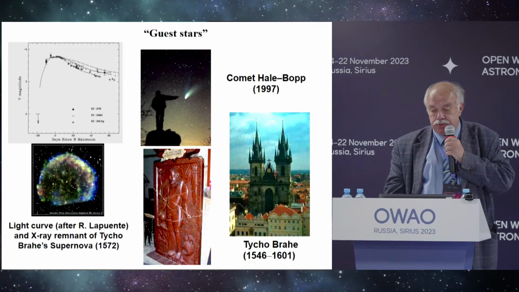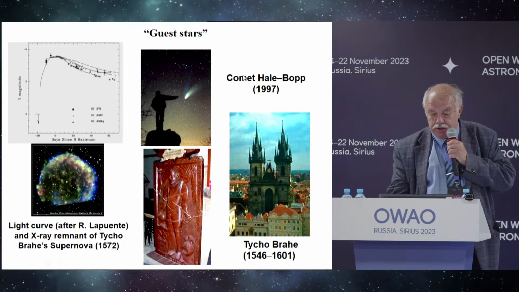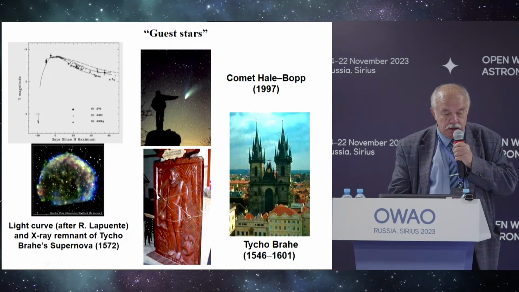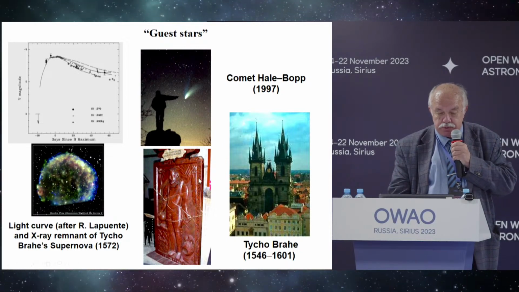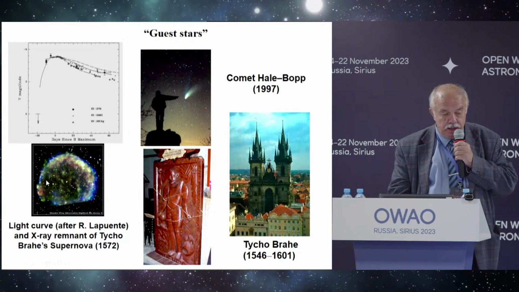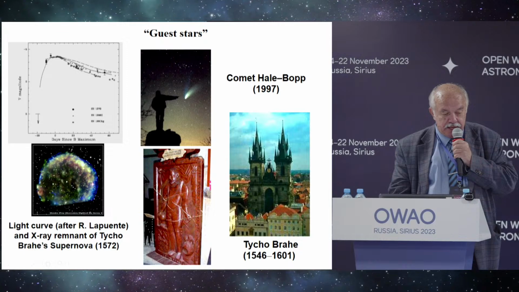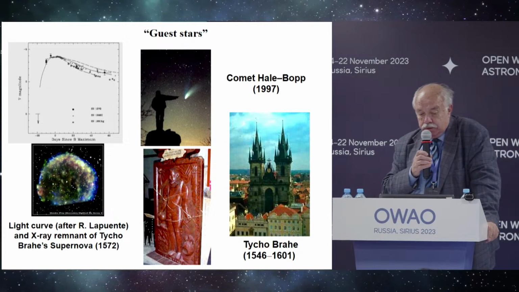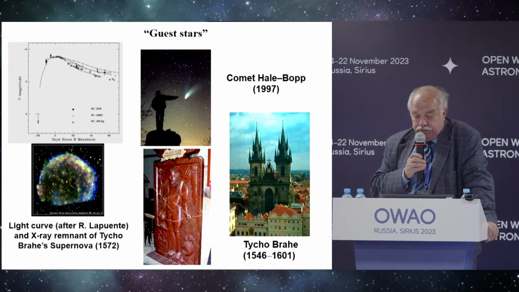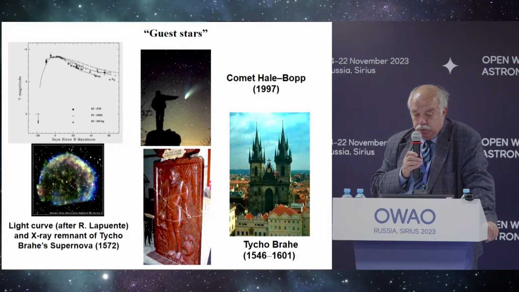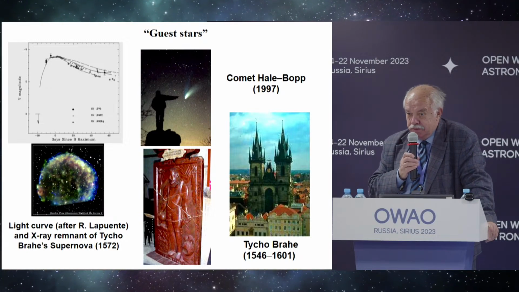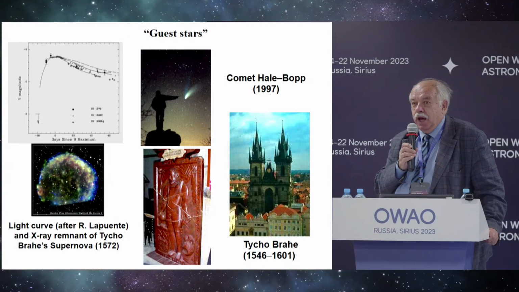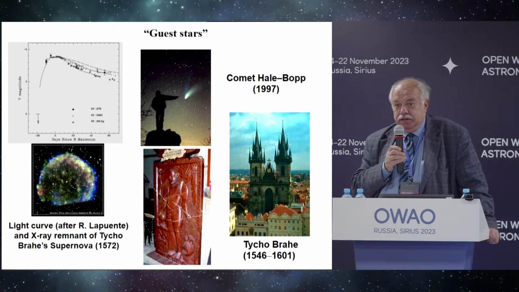He worked in Prague, so here I show you the cathedral where he's buried, and also the place inside the cathedral where he is buried. But now, at the place of this star, we have an X-ray remnant of Tycho Brahe's supernova. Notice the years of his life and the year of the discovery. He was 26. This young guy discovered a very unusual phenomenon, and what did he do after that?